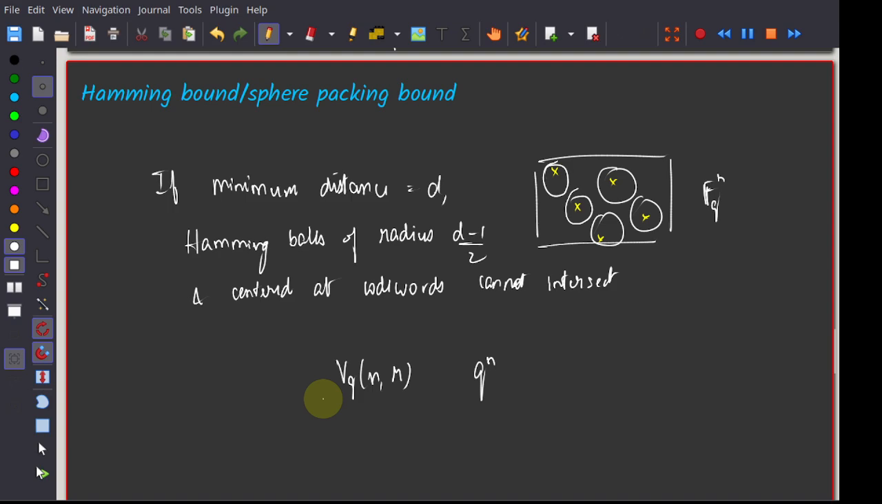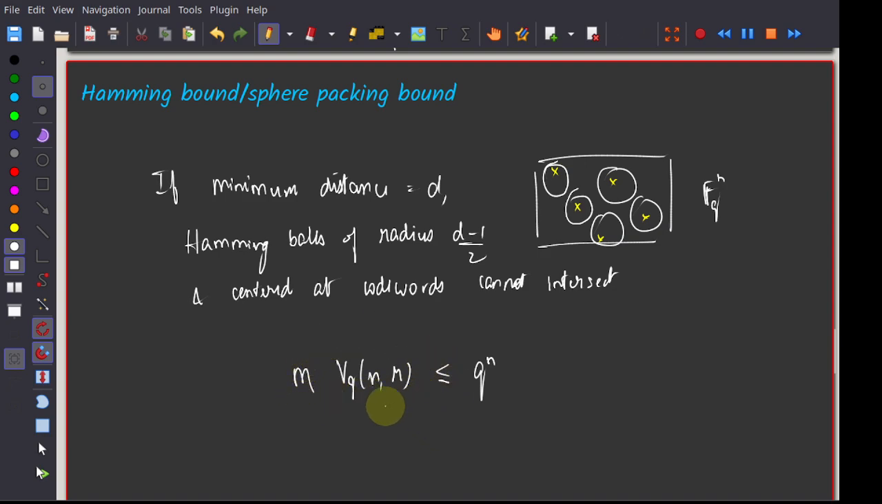If m is the total number of balls, m times V_q(n, r) is the total volume occupied by all the balls put together, right? And we know that no two balls can intersect. So what can you say about this quantity and this quantity? Can you say one of them is larger than the other? Which side should the inequality go? Which one? It should be less than or equal to.